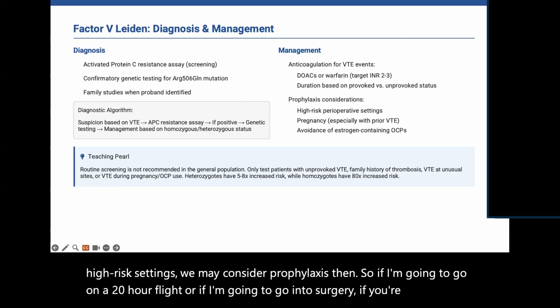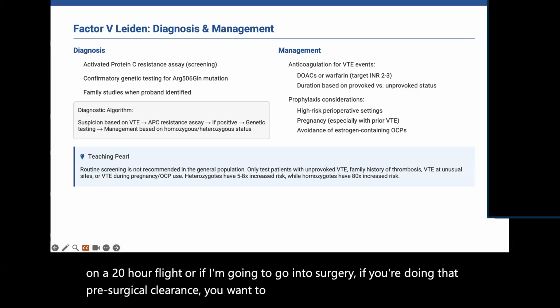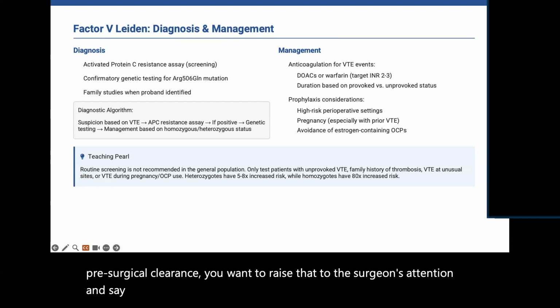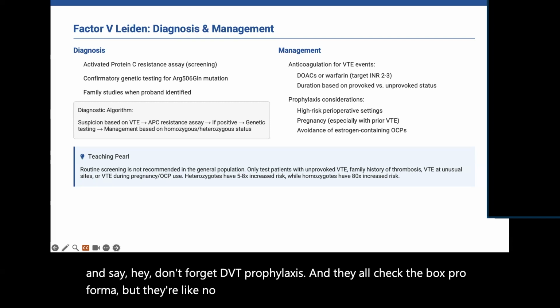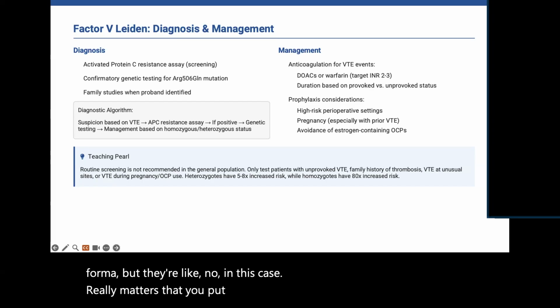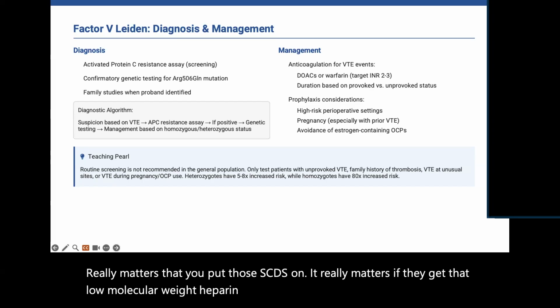So if I'm going to go on a 20-hour flight, or if I'm going into surgery, if you're doing that pre-surgical clearance, you want to raise that to the surgeon's attention and say, hey, don't forget DVT prophylaxis, and they all check the box pro forma. But in this case, it really matters that you put those SCDs on. It really matters that they get that low molecular weight heparin. So that's something to keep in mind.